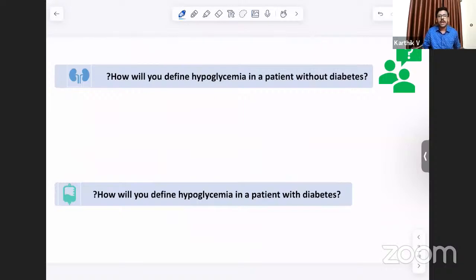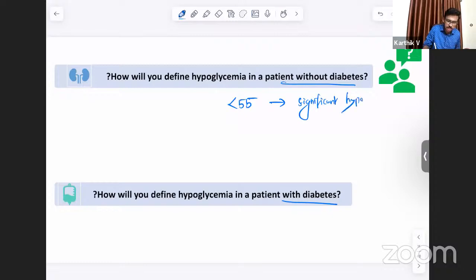Okay, now how are you going to define hypoglycemia in a patient without diabetes and hypoglycemia in a patient with diabetes? So is there any such technical difference? Actually, there is. Although it is not endorsed by professional guidelines, what we clinically use is that in a normal patient, that is without any glucose metabolism disorder like diabetes, less than 55 is what you consider as significant hypoglycemia.